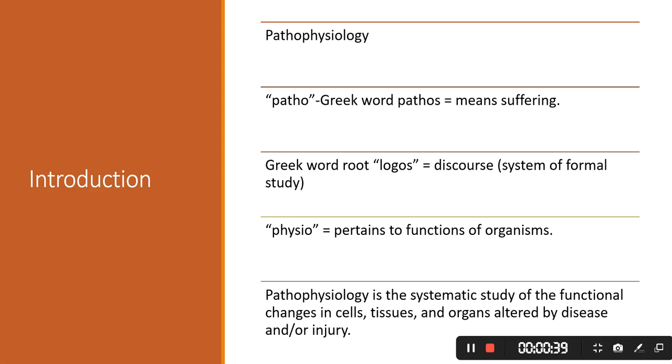Okay, physio means function, pertaining to the functions of the organism, so the normal functioning of a human body. Pathophysiology is the systematic study of the functional changes in cells, tissues, and organs altered by disease and or injury. So when we are studying pathophysiology, we will be studying the normal aspect and the abnormal aspect of that system or of that cell, tissue or organ.